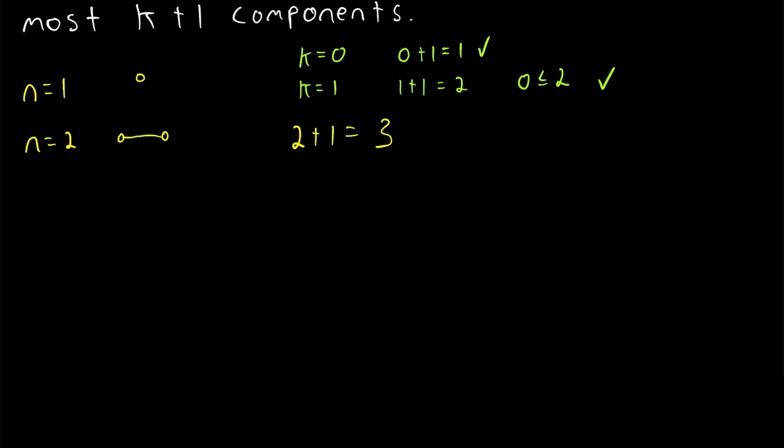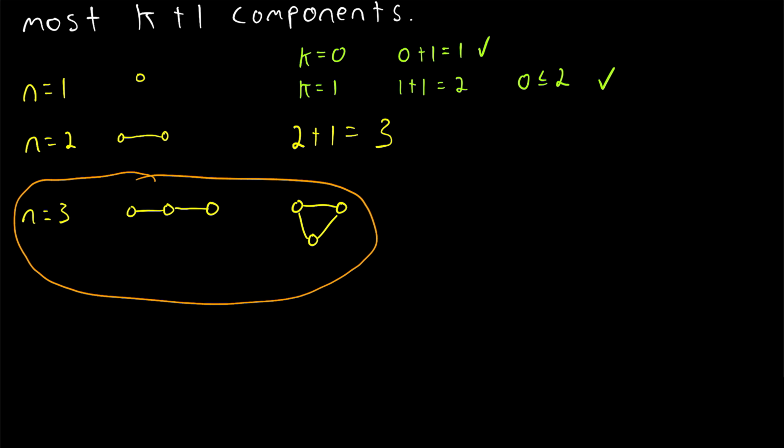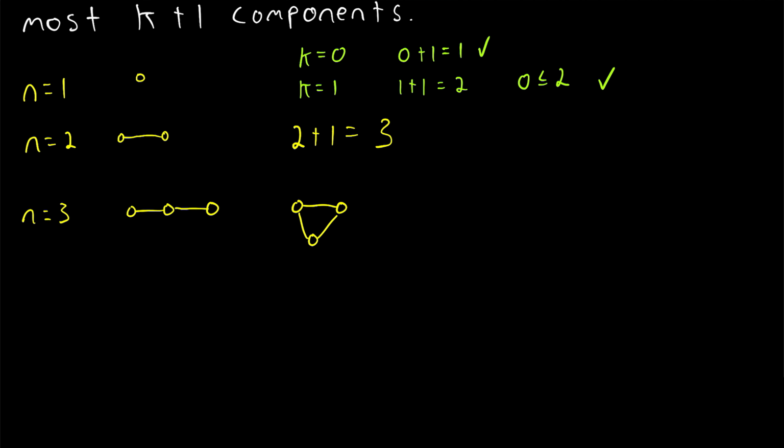Now, I would encourage you, before watching the rest of the lesson, to try looking at the case where n equals 3. This is where things get a little more interesting. There are 2 graphs of order 3 that have a Hamiltonian path. The path on 3 vertices, and the cycle on 3 vertices. Try showing that our result is true for these 2 graphs as well. For the purposes of this video, we're going to head on to the induction step now.